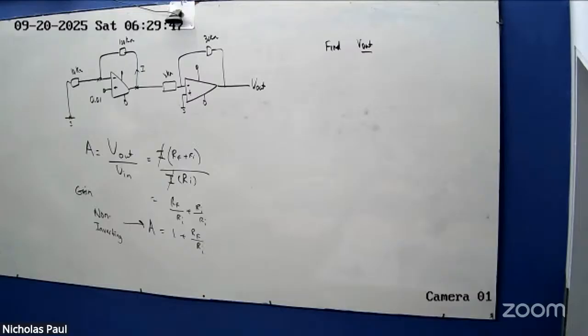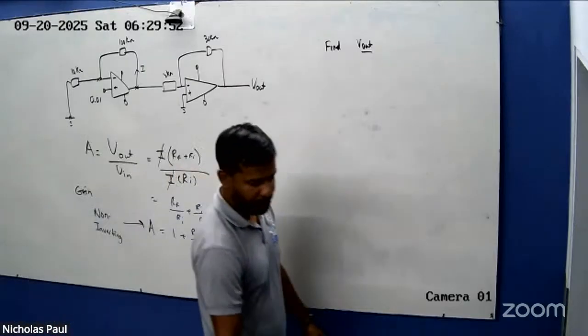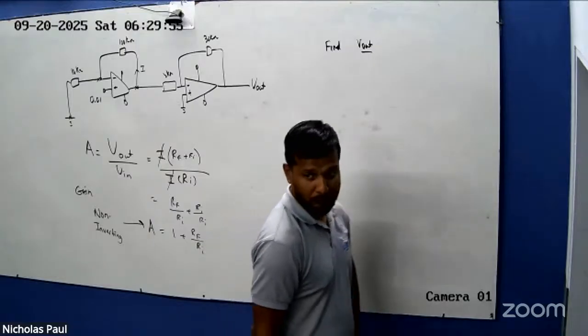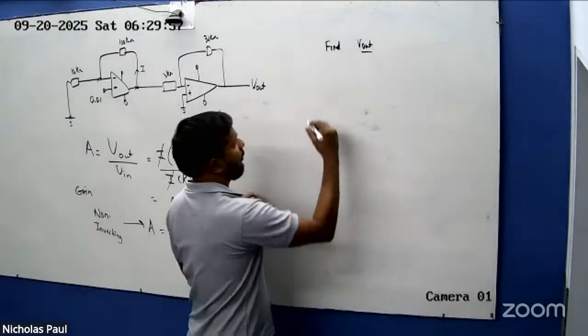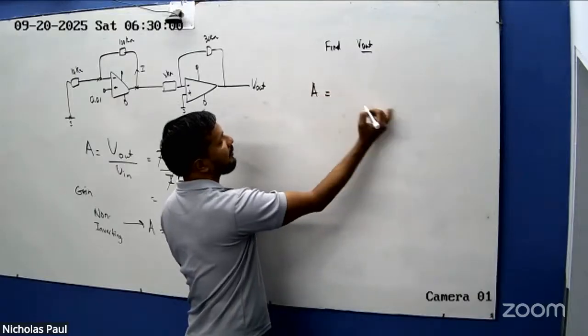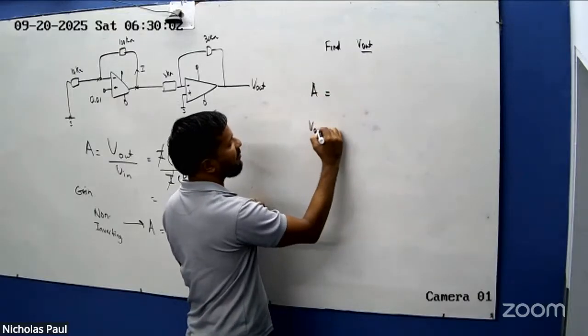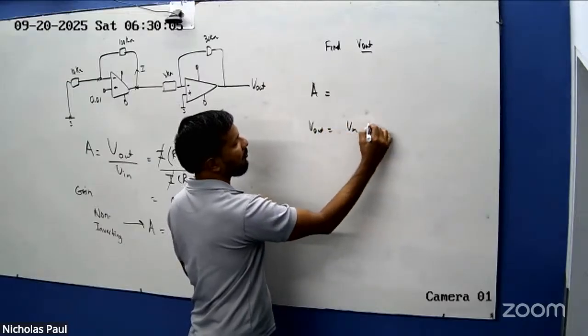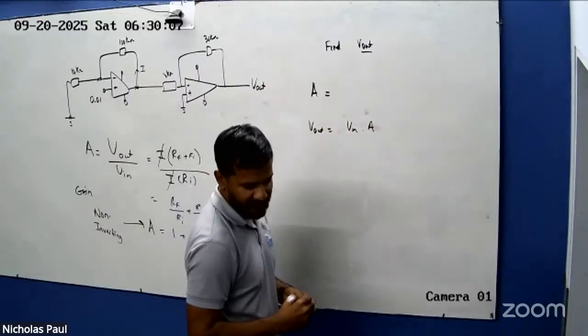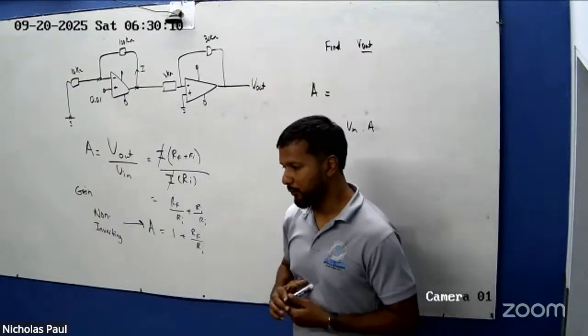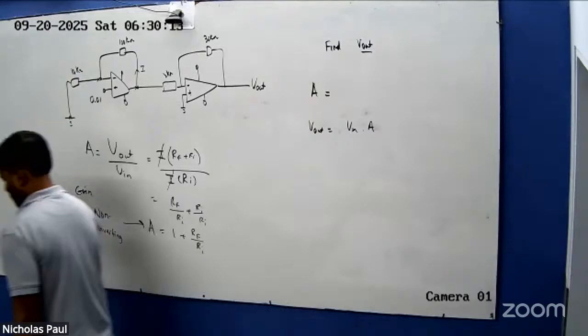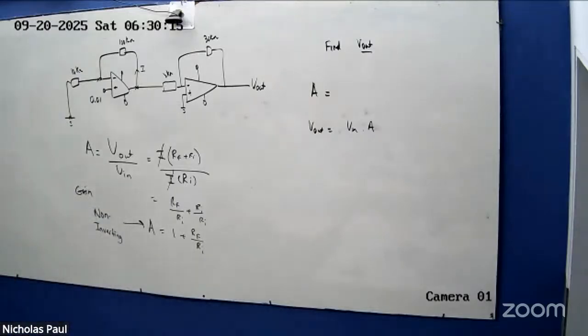Just find V out and we're done. So you've got to find the gain and then find V out. Try that fast, and we are done. That's the first one. The proof and any notes are there as well if you need them.